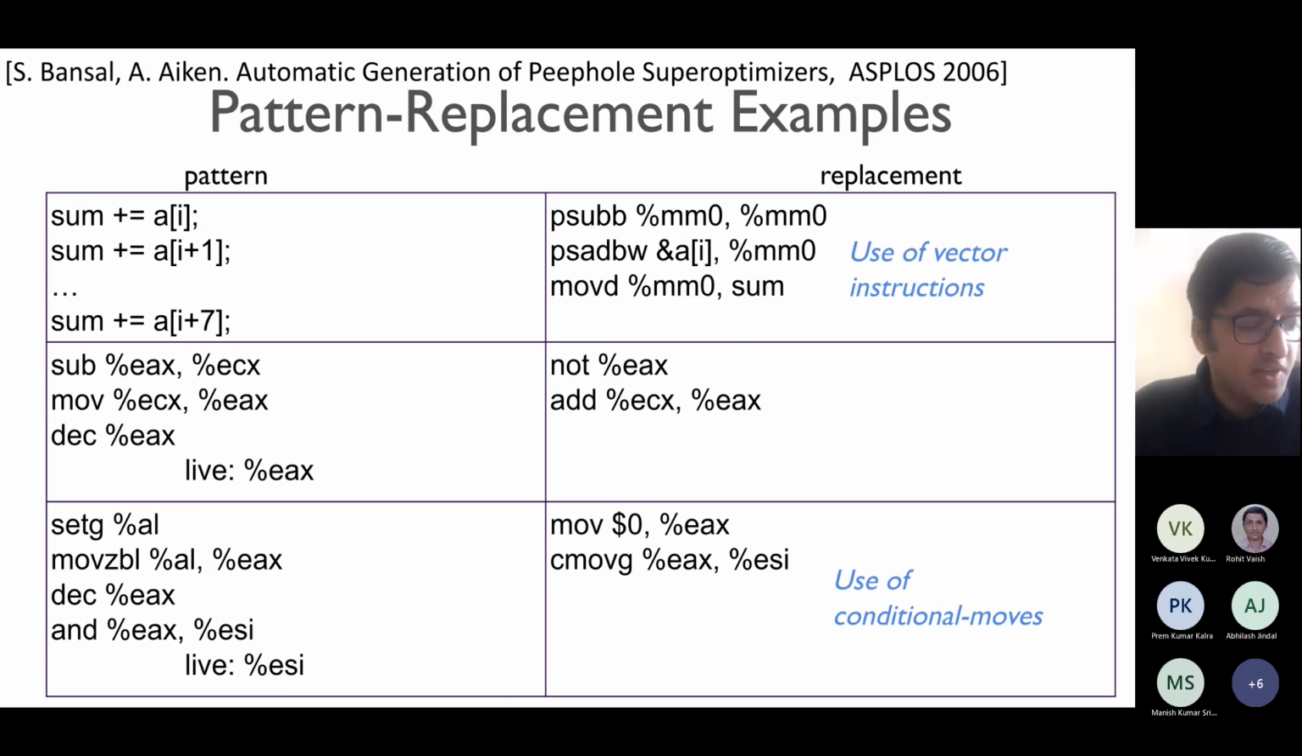Here are some more pattern replacement rule examples that were discovered by the super optimizer automatically. Here we see rules that involve the use of relatively new architectural features at that time, such as vector instructions and conditional moves. Notice that these pattern replacement rules also take into account the liveness information of assembly registers, as I just explained in the previous slide as well.